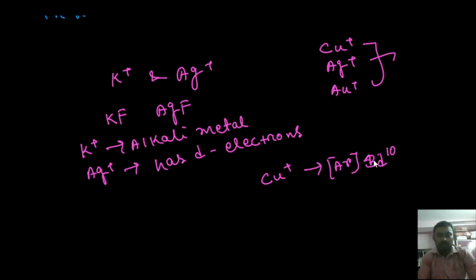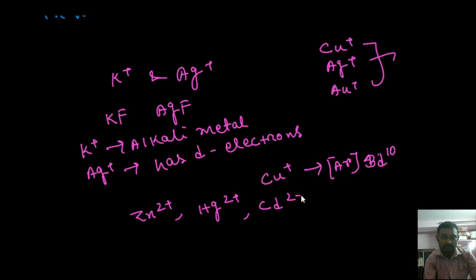So this silver plus, like Zn2+, Hg2+, Cd2+. As it has the nearest noble gas configuration, like d is fulfilled, so as with Zn2+, it also has 3d10. Zn2+ is argon 3d10.